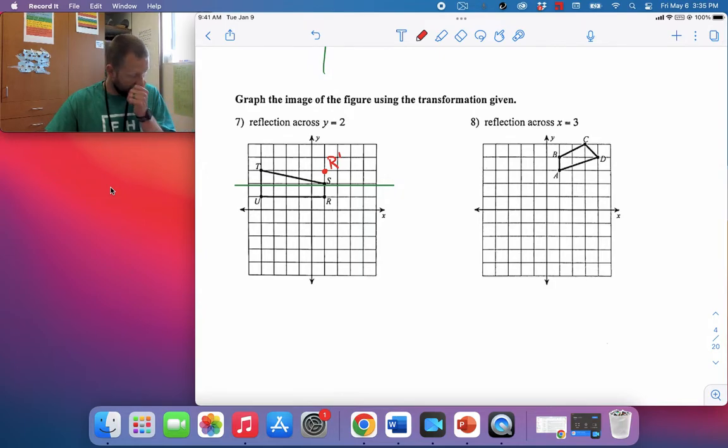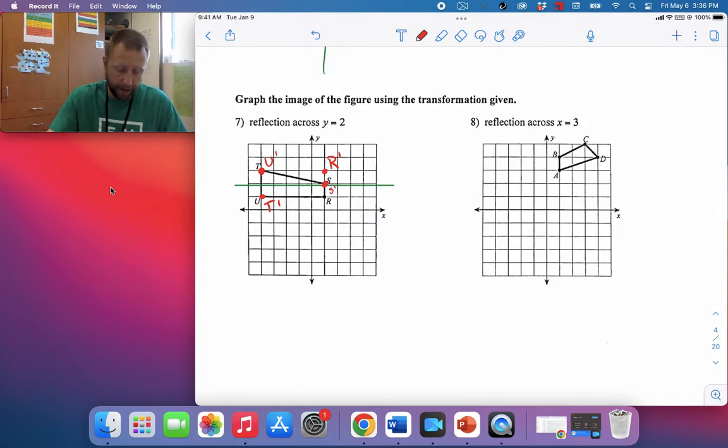Okay. U prime and T prime, can you see this? T is 1 space away, but it's above. U is 1 space away, but it's below. So they're just going to flip-flop. So I'll put a point here where T is and label it U prime. I'll put a point here where U is and label it T prime. And then S is the only one we haven't done yet. We can see it is in the same spot, so we'll label that S prime.